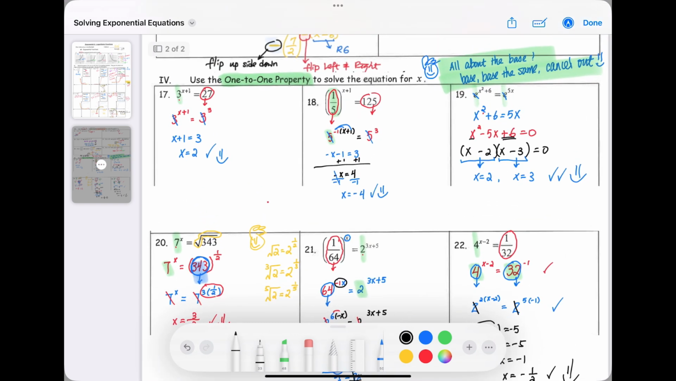Cool. So remember, all about the base exponential function. When we try to solve that, you got to think about all about the base. Base the same, cancel out.